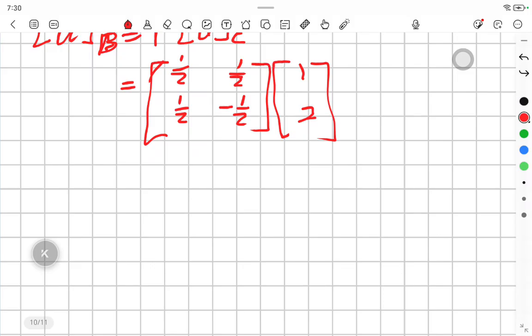Now we multiply. So this we know it's going to be 1 over 2 times 1 is 1 over 2, and 1 over 2 times 2 is 1. So 1 over 2 plus 1 is what? 3 over 2, right? Then we check this one. 1 over 2 times 1 is 1 over 2. Then this times this minus 1 over minus 1. So 1 over 2 minus 1 is going to give us minus 1 over 2.